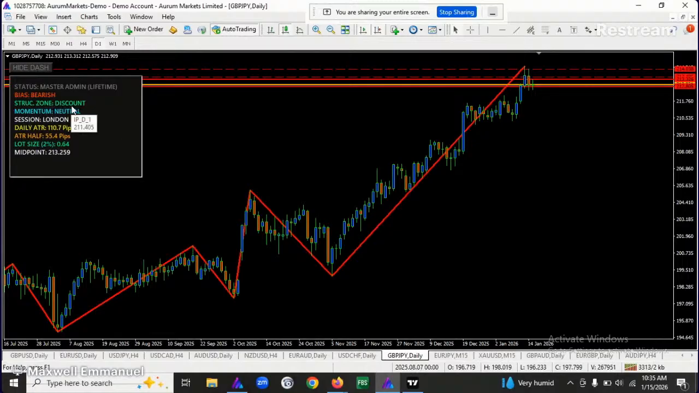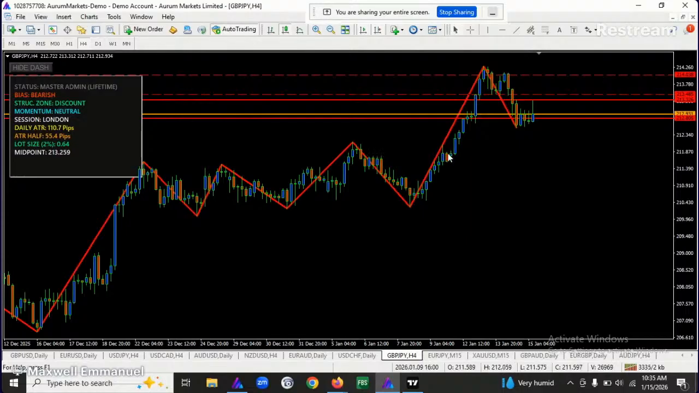Before you sell GJ, price should be at a premium area. Price should be at a premium area before you sell GJ.